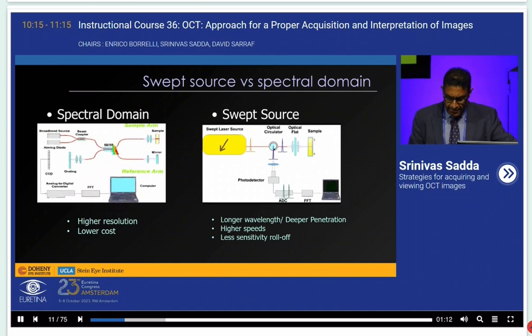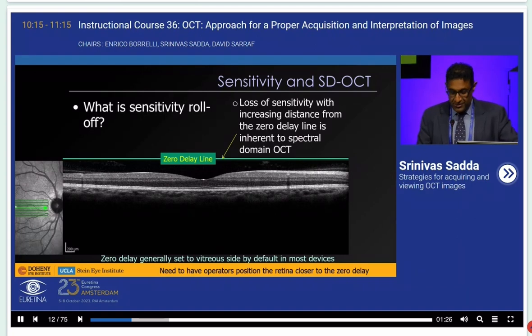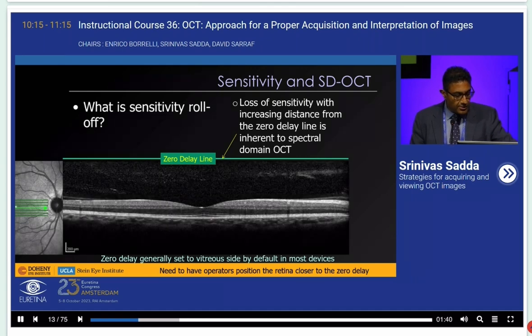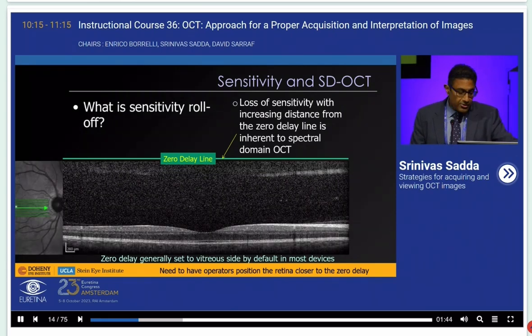Swept source technology does have some advantages with regards to its longer wavelength and deeper penetration with the higher speeds, and also this important advantage of less sensitivity roll-off. I think most of us are familiar with this concept, but perhaps we've forgotten it because OCT has been around a while. All of these Fourier domain technologies are subject to loss of signal with depth, seen as you depart from what we call the zero delay line. The signal gets increasingly noisy, and it's harder to resolve the structures.